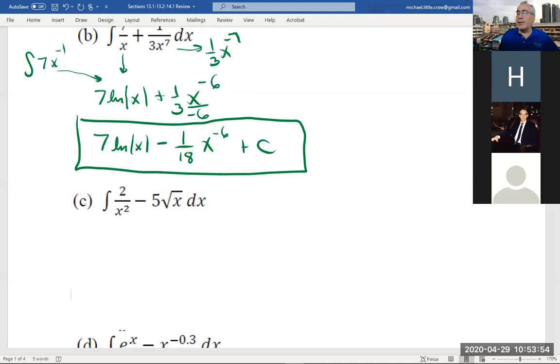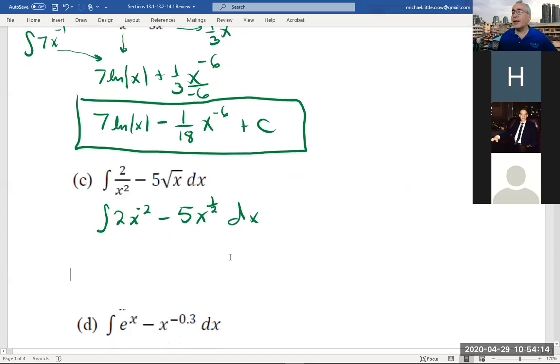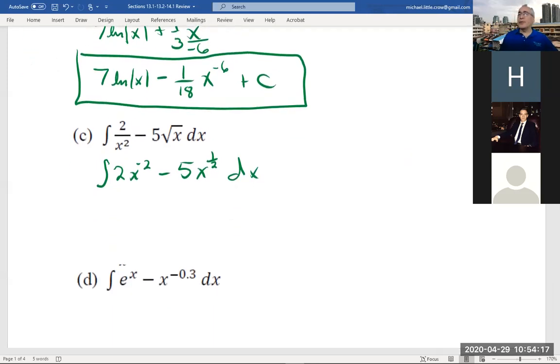So for this one, let's go ahead and rewrite it first. That might be a good process. So this will be 2x to the -2, right? So that we bring that up. We'll rewrite this one as -5. This square root is x to the 1/2 power, or 0.5, however you want to do it. Okay, and again, we use the rule where we add 1 to the exponent. So this is going to become 2. -2 plus 1 is -1, and over the new exponent, which would be -1.